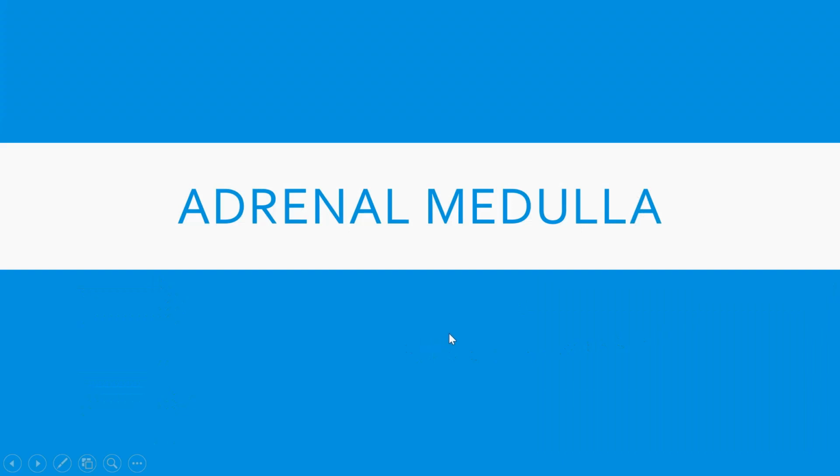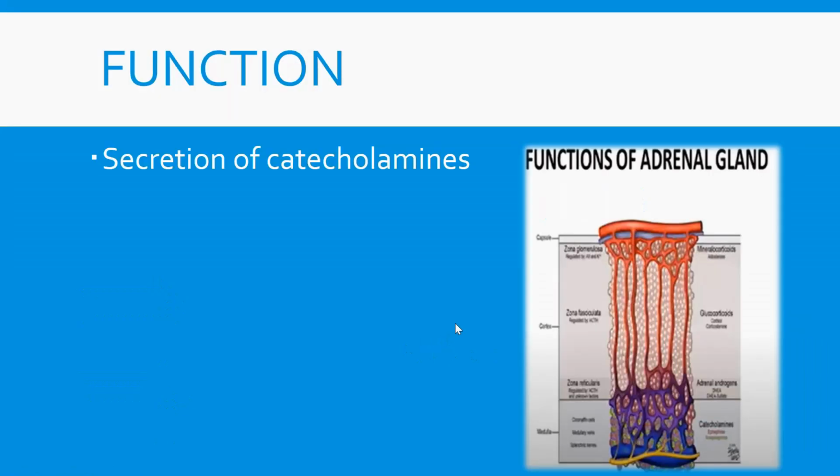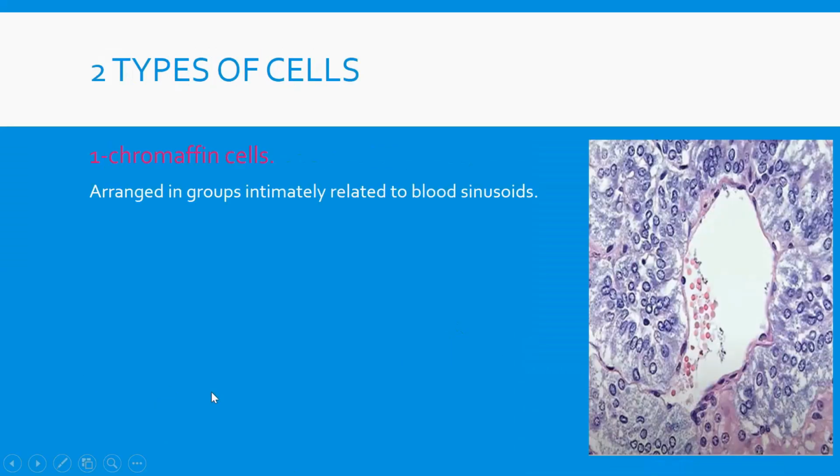Let's move to the adrenal medulla. The cells of the adrenal medulla secrete catecholamines, the hormones of fight or flight. What are the cells of the adrenal medulla? There are two types of cells. The first one is chromaffin cells. It's called chromaffin as these cells give a positive reaction with chromium salt stain. They are modified sympathetic neurons that have lost their processes and became secretory cells. They are polyhedral cells arranged in branching cords separated by blood sinusoids, having basophilic cytoplasm and central pale nuclei.